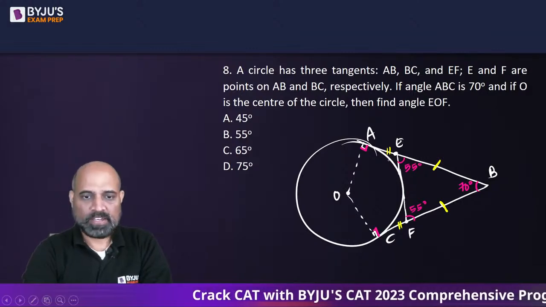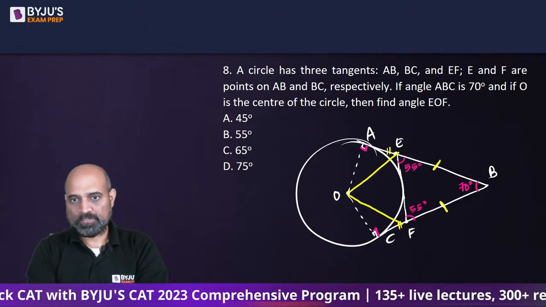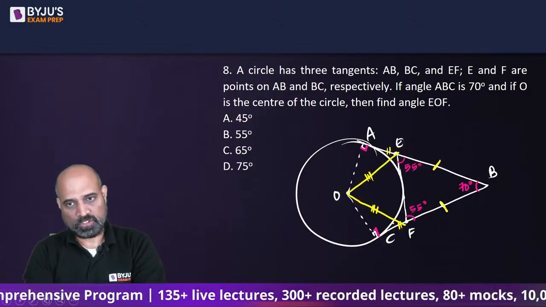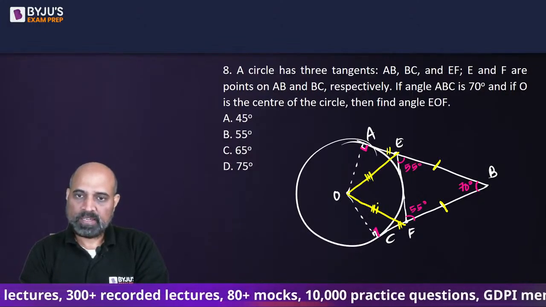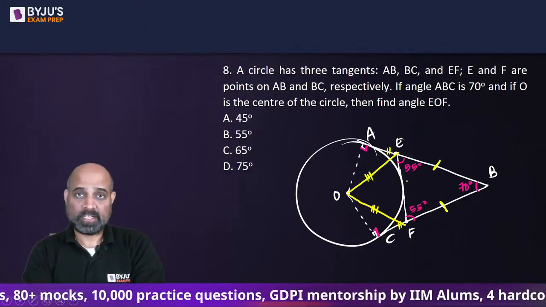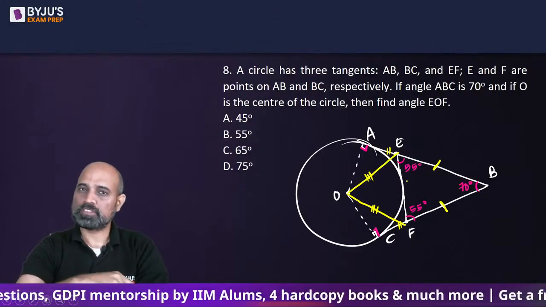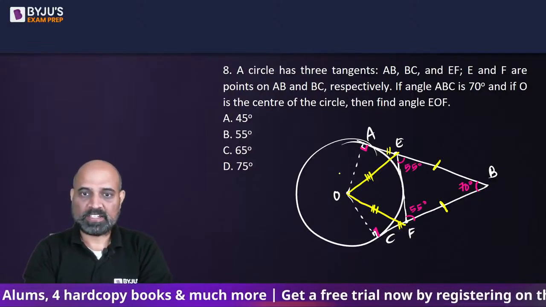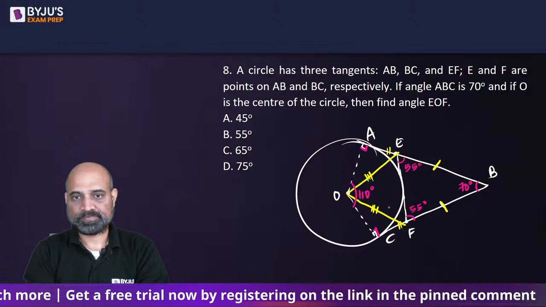So if I join OE and OF, now common sense, using symmetry, this is also an isosceles triangle, right? And OABC, this is a cyclic quadrilateral, right? Whenever you have a pair of tangents drawn from an external point onto the circle, the entire quadrilateral is cyclic in nature. So if that is 70, this entire angle is going to be the remaining 110 degrees.